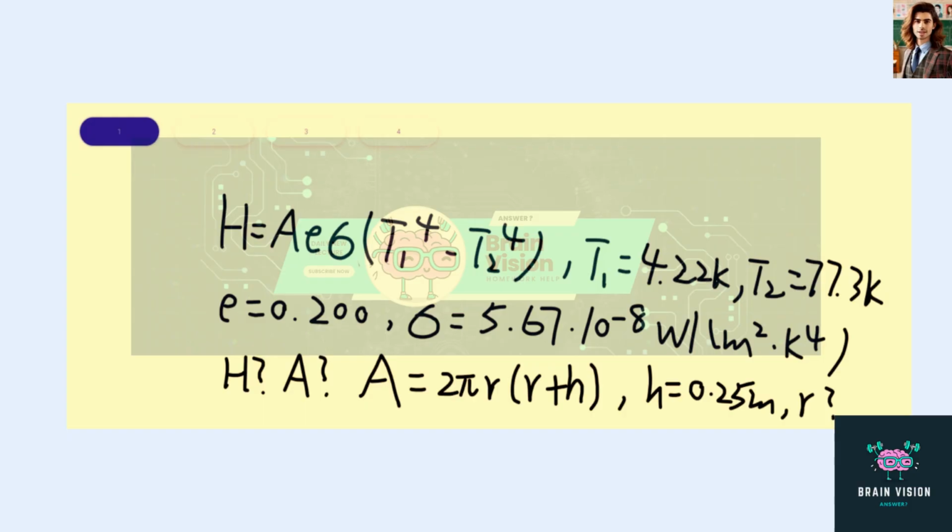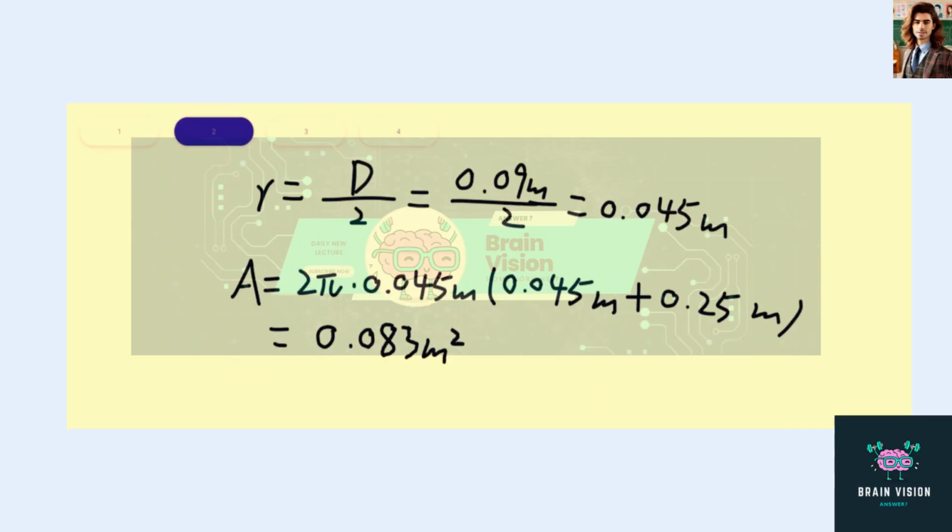From the question, the diameter was given, so the radius is simply the diameter divided by 2, which is 0.09 meter divided by 2, and this will give us 0.045 meter. So the surface area of the cylindrical metal can is equal to 2 pi times 0.045 meter times 0.045 meter plus 0.25 meter, and this will give us 0.083 meter squared. So now we have the surface area.